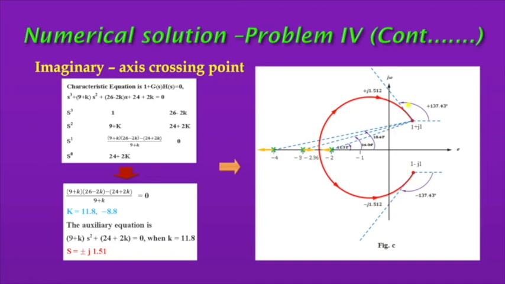If k equals 11.1, then the system is marginally stable. If greater than 11.1, the system is unstable. If below 11.1, then the system is stable.